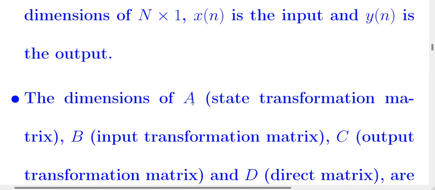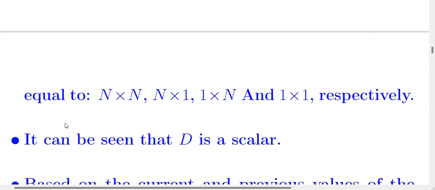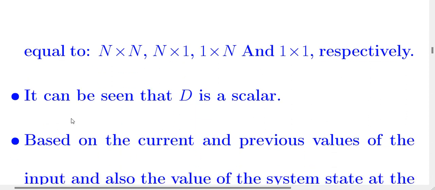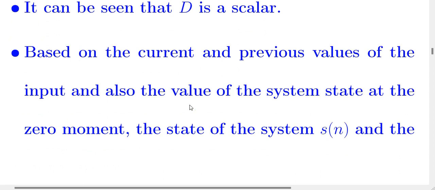The dimensions of A, the state transformation matrix, B, the input transformation matrix, C, the output transformation matrix, and D, the direct matrix, are N times N, N times 1, 1 times N, and 1 times 1 respectively. It can be seen that D is a scalar. The output is based on the current and previous values of the input and also the value of the system state at the zero moment.